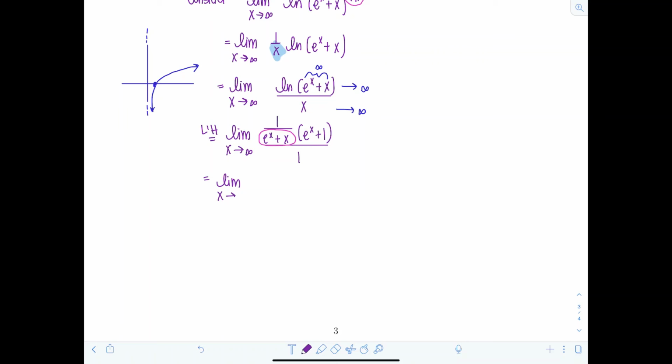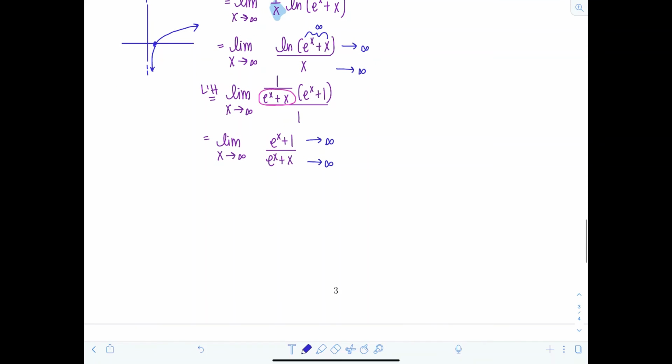Now things are looking a little messy, so let's rewrite this. I have the limit as x approaches infinity of (e to the x plus 1) over (e to the x plus x), and I don't have to put over 1 anymore. And let's see if we can evaluate the limit. So as x approaches infinity, e to the x is approaching infinity, plus 1, still going to infinity. And then the denominator, e to the x plus x, is also approaching infinity. So I still have an indeterminate form of the type infinity over infinity. But I'm allowed to use L'Hopital's rule with this form. So here we go, one more time.